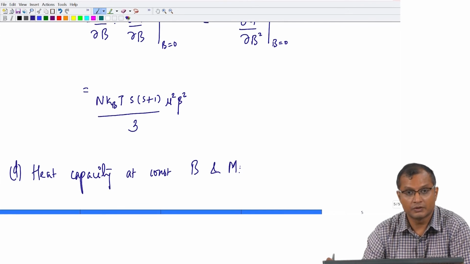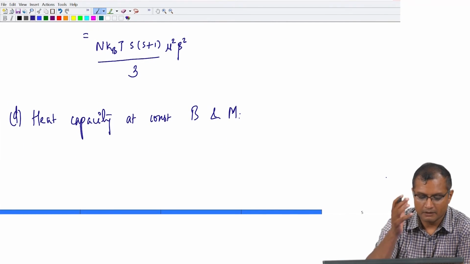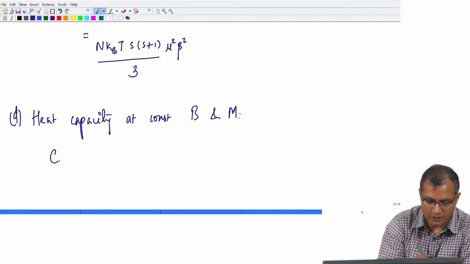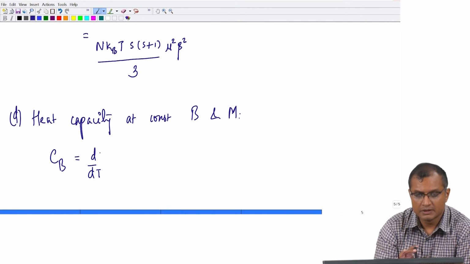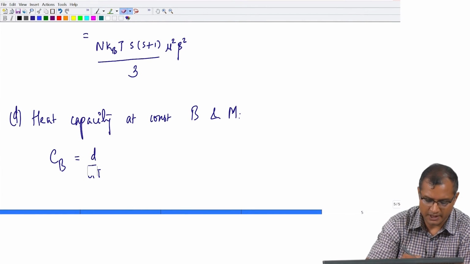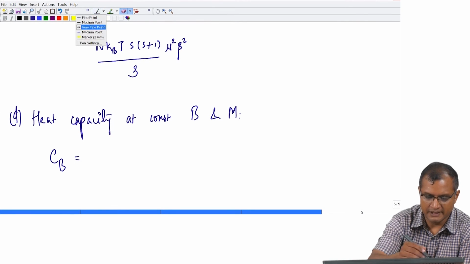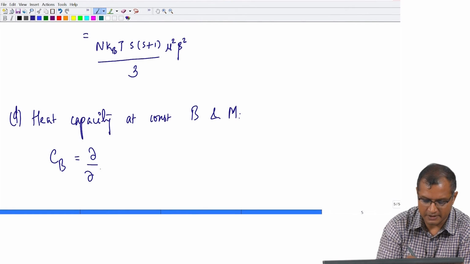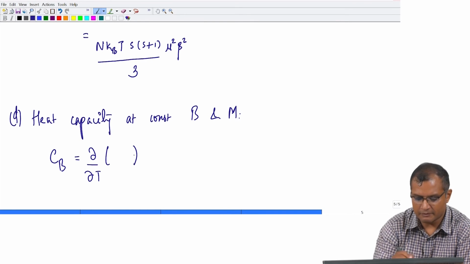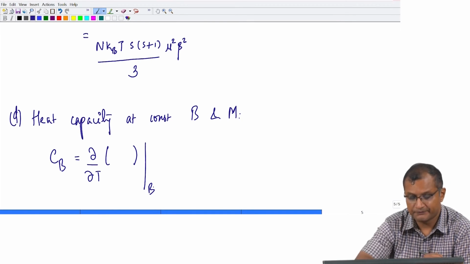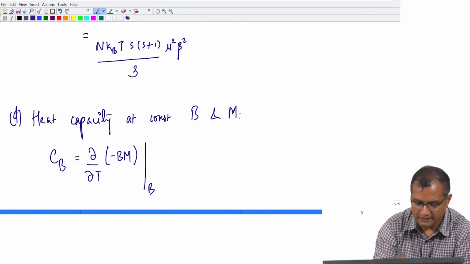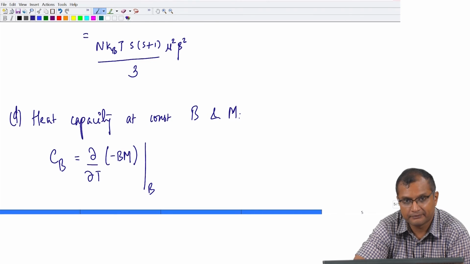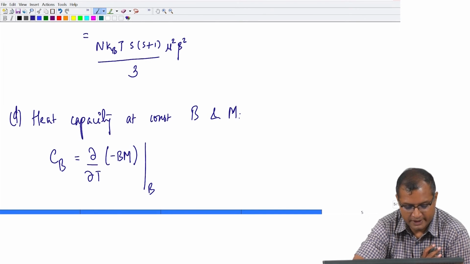Okay. So, you can compute the heat capacity at constant magnetic field by simply taking the temperature derivative. Since we are taking a constant field derivative, it has to be a partial derivative of the energy scale in the problem at constant field. The energy scale in the problem is just the magnetic enthalpy, which is minus Bm. So, it is straightforward.